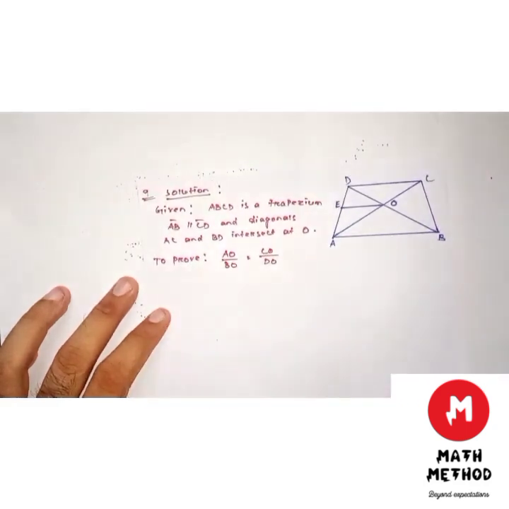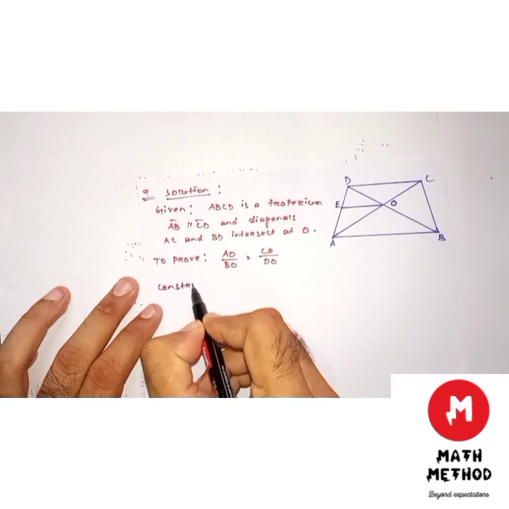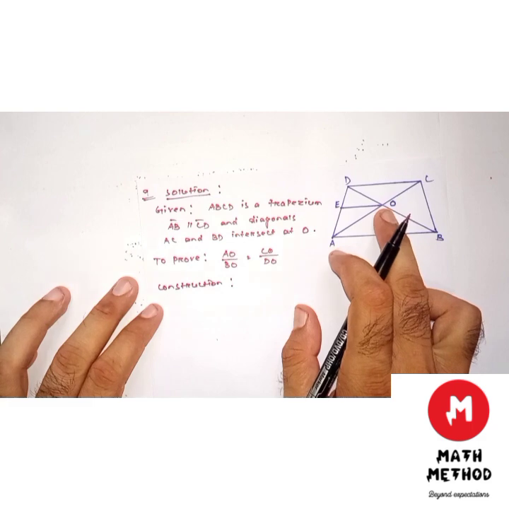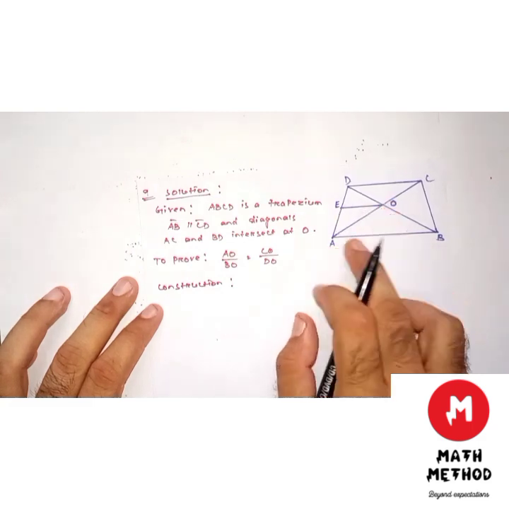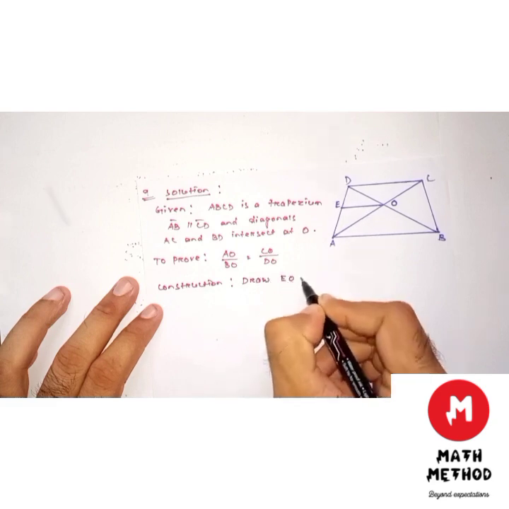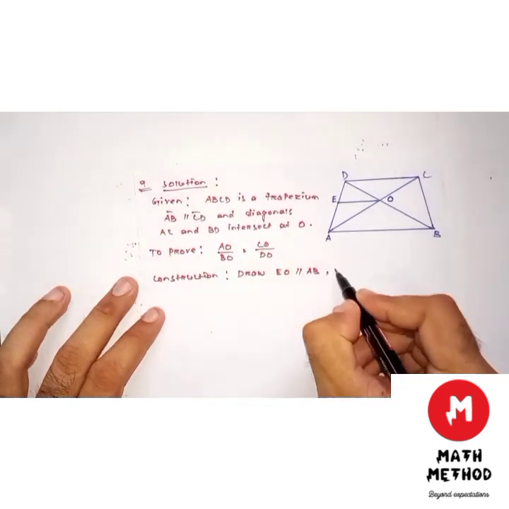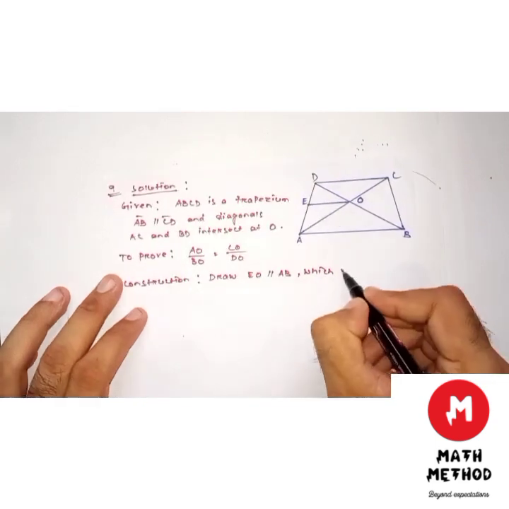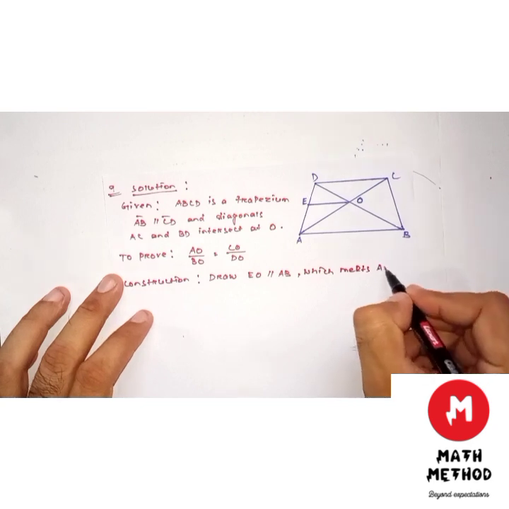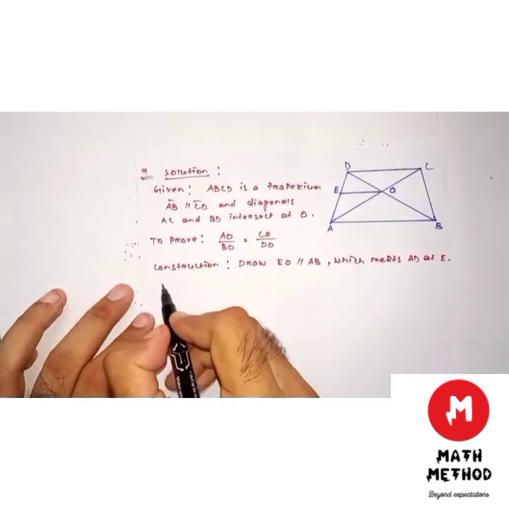Clear? Now here requires a construction. What you have to construct? You have to construct EO. Here draw EO which will be parallel with AB. Draw EO parallel with AB side, which meets AD at E. Clear? Now proof.